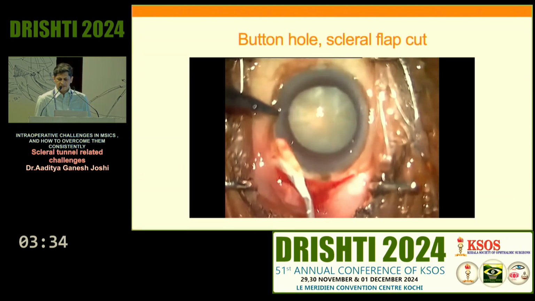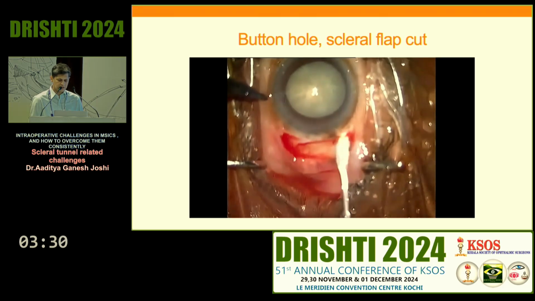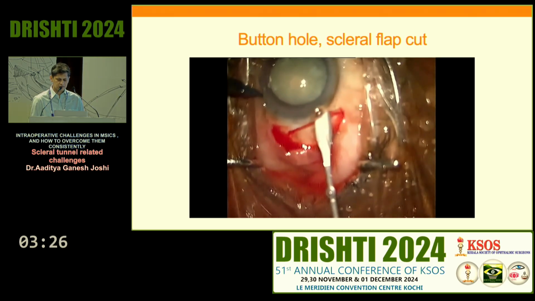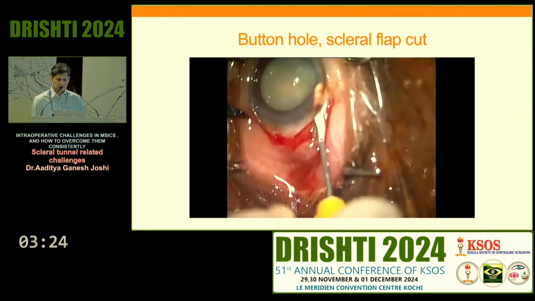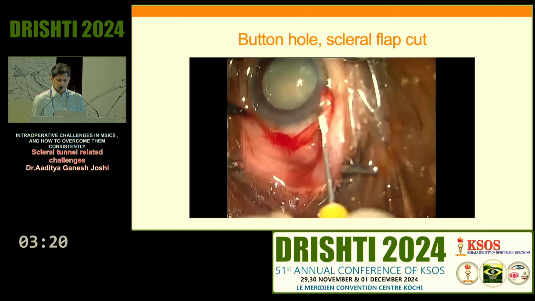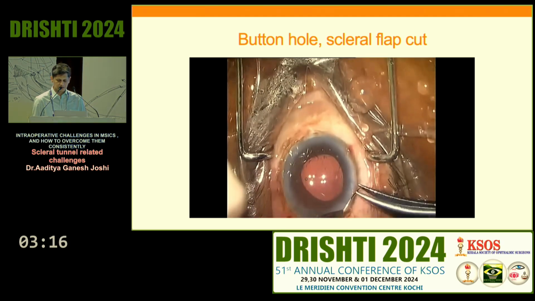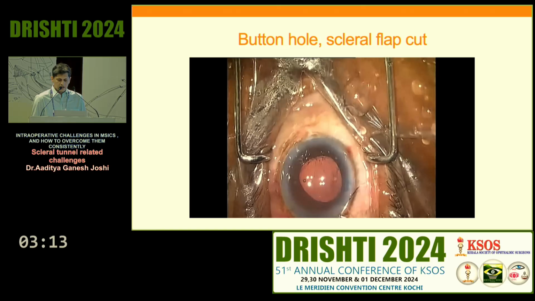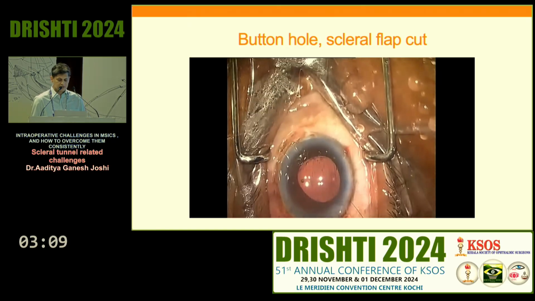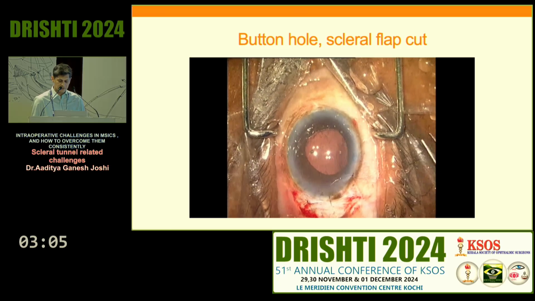But sometimes things may not go well for a beginner every time. You can have buttonholing or flap cuts. Like here, you can see the crescent blade is not at the correct plane, it is more superficial. And when the surgeon is trying to make the scleral pockets, he goes through, and that's how the buttonholing has happened. These incisions will require suturing because otherwise they will keep on leaking later on and have more complications even intraoperatively.